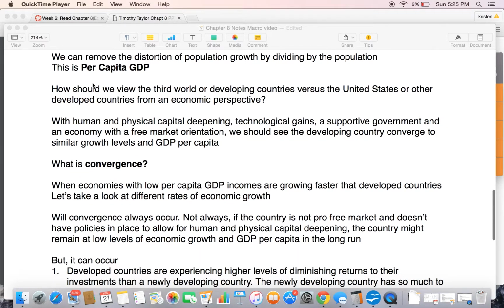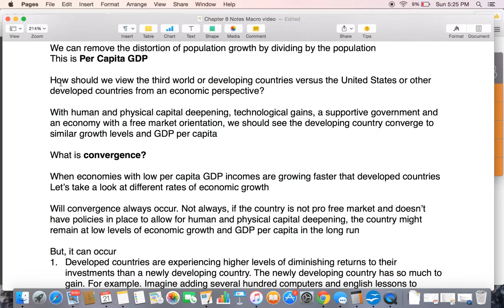So a question that might come up when you're looking at this material is, how should we view the third world or developing countries versus the United States or other developed countries from an economic perspective? Again, when we're comparing GDP, we were looking at, well, what is per capita GDP? So again, we can look at per capita GDP, and what we should see is that if we have human and physical capital deepening, technology gains, supportive government policies, and an economy with a free market orientation, we should say that the developing country should converge to similar growth levels and GDP per capita as the United States.